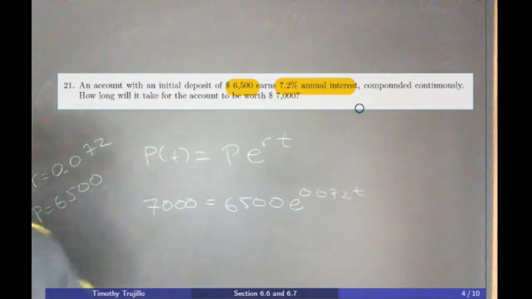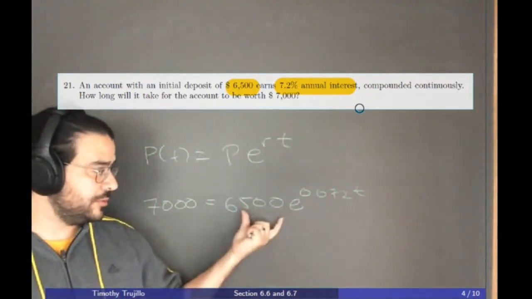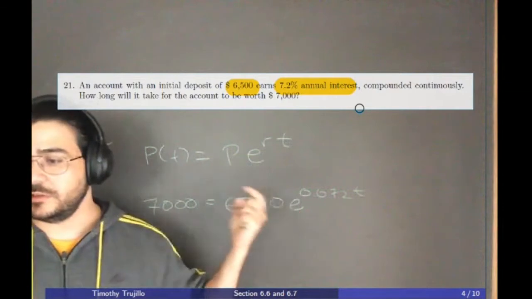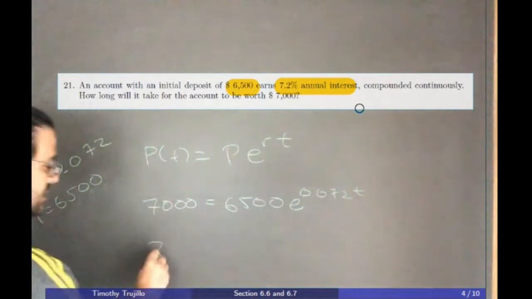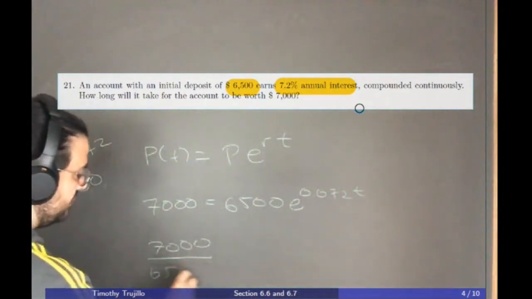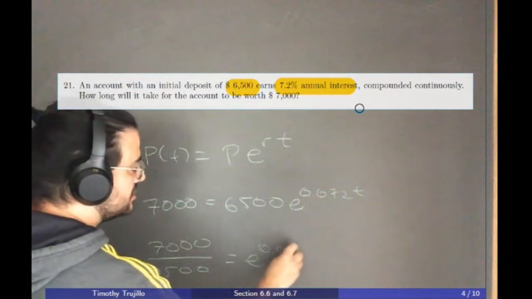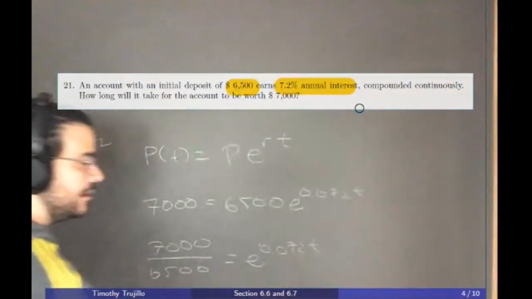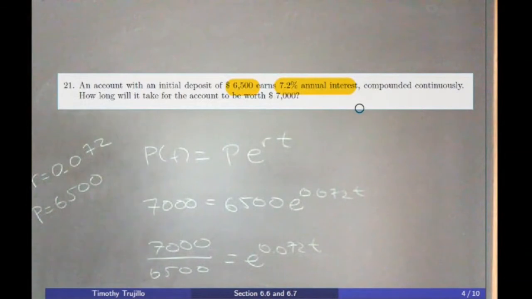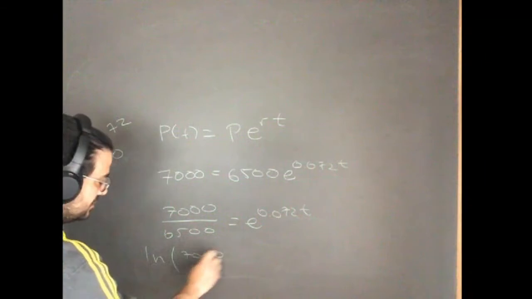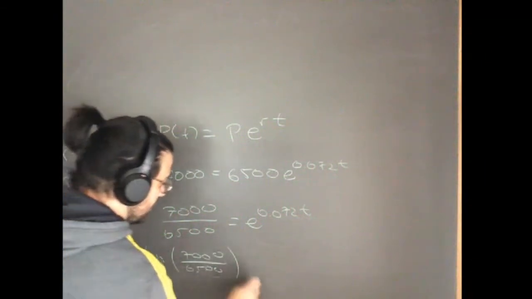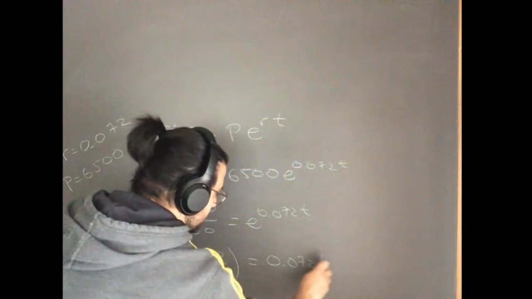Well, yeah, so we don't want to subtract because it's not adding together here. If it was addition, then we would subtract this off. But it's multiplication, so we have to divide. So go ahead and divide by the 6,500, and we get 7,000 over 6,500 is equal to e to the 0.072 t. And then from there, you just convert this over to logarithmic form, or you can think about it as taking the natural log of both sides. So you get ln of 7,000 over 6,500 is equal to 0.072 times t.